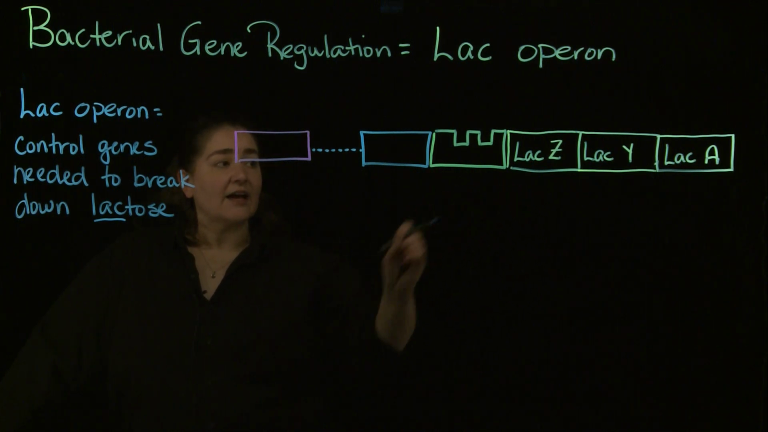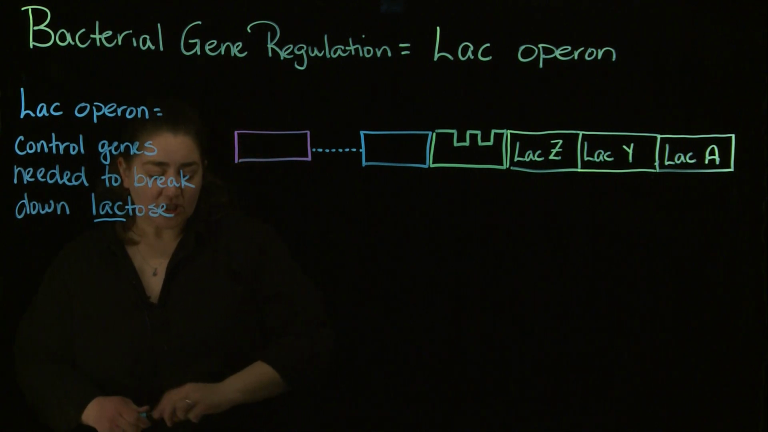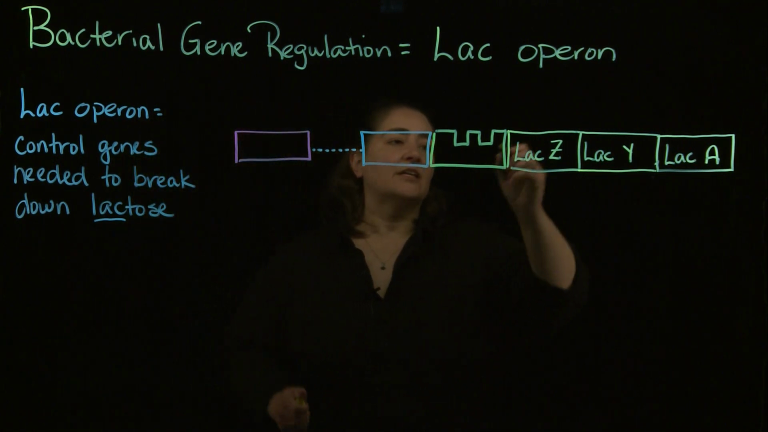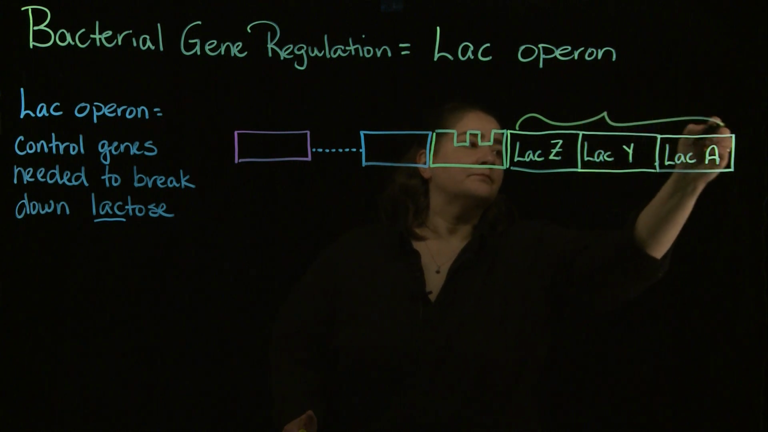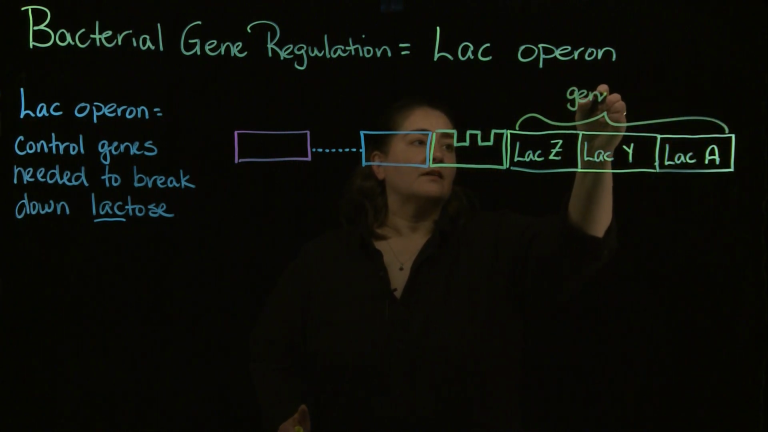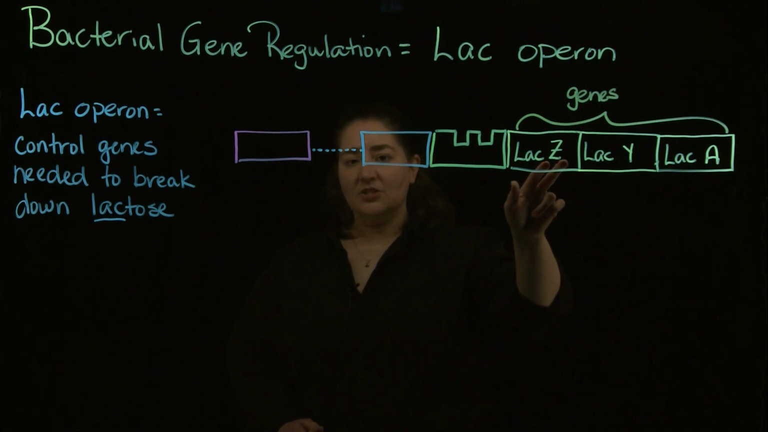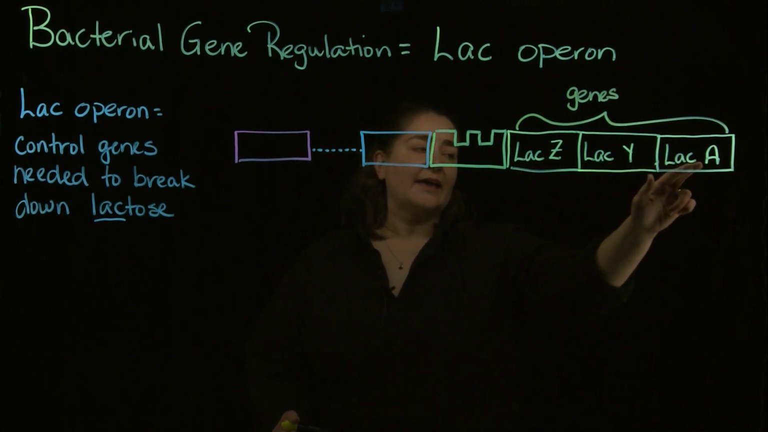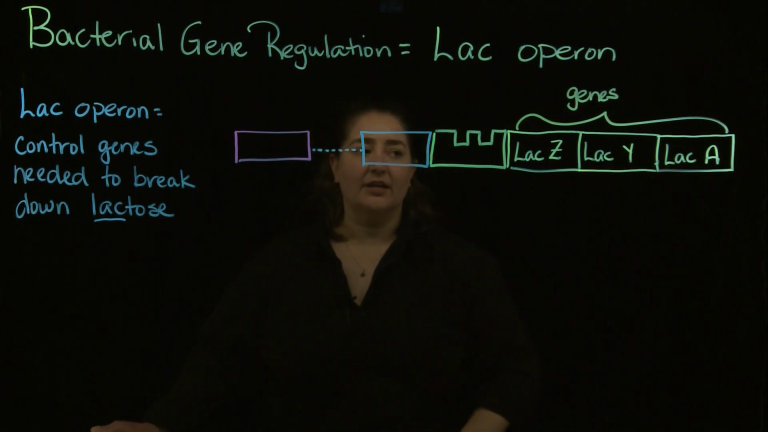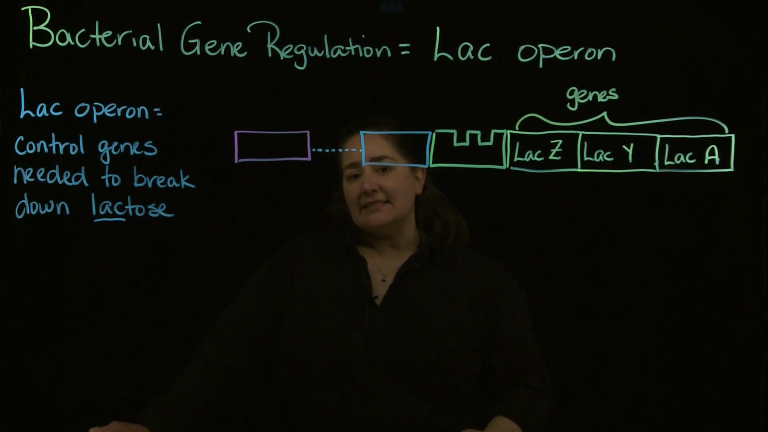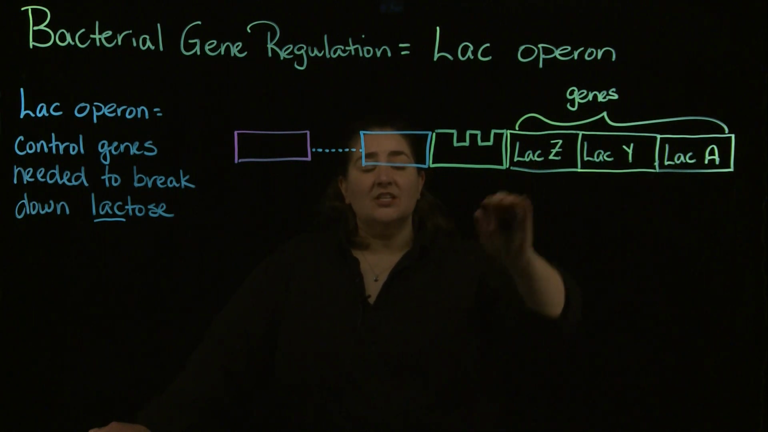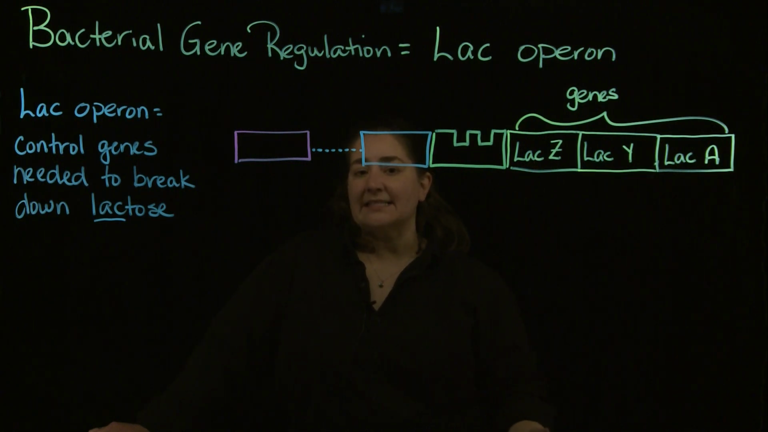And in the case of the Lac Operon, there are 3 genes that are needed to break down lactose. All right? The names of the genes are LAC-Z, LAC-Y, and LAC-A. One of them, the LAC-Z, actually produces the enzyme that breaks down the sugar itself, breaks down the lactose. The enzyme produced there is called beta-galactosidase.